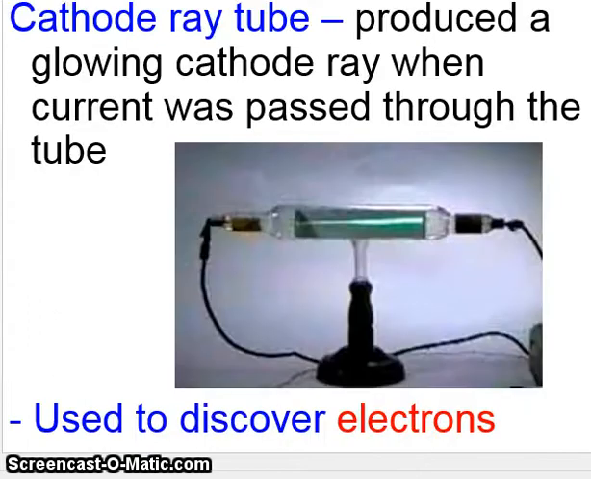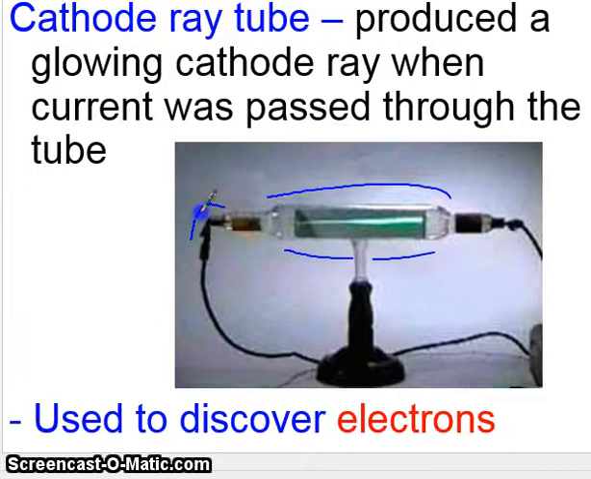The other experiment that was used to discover the electron was called the cathode ray tube experiment. What we did here, we took a tube and connected the tube with electrodes. This is connected to electricity. And then we allowed electricity to go from this side to this side, and it created a strange looking ray. We call this the cathode ray.